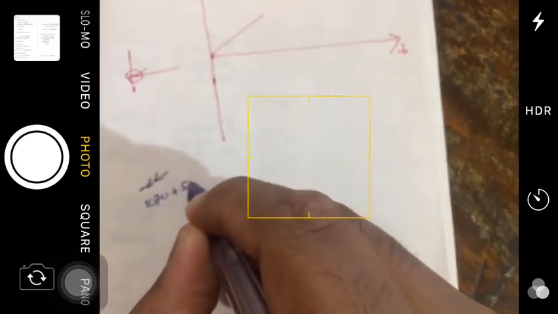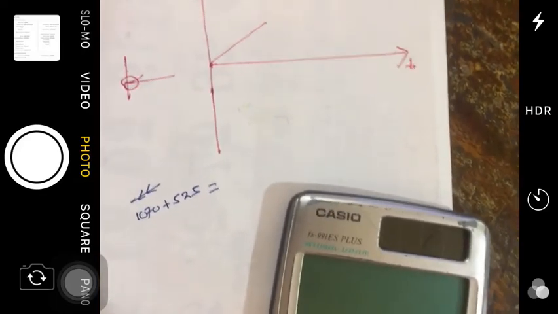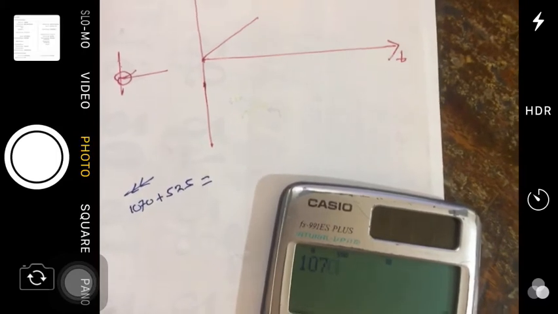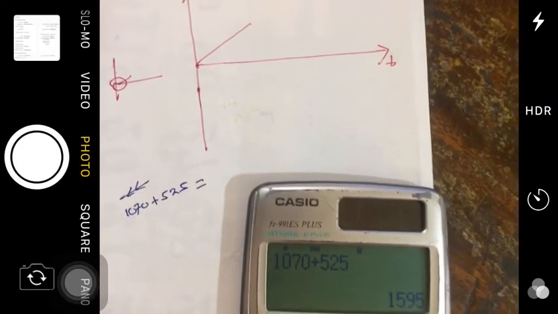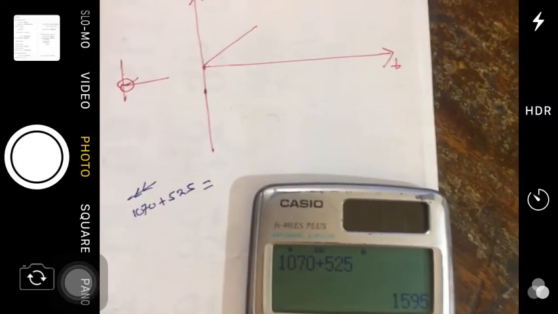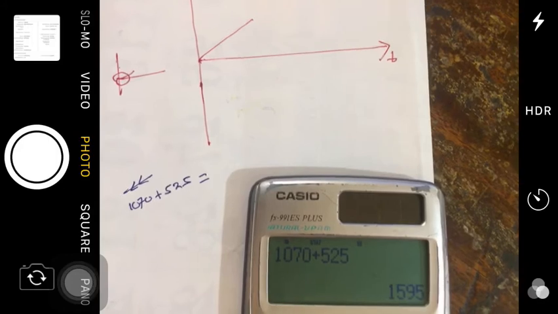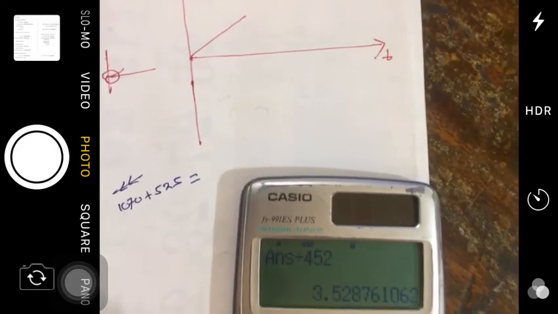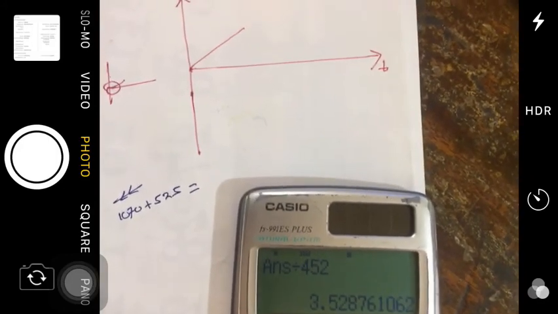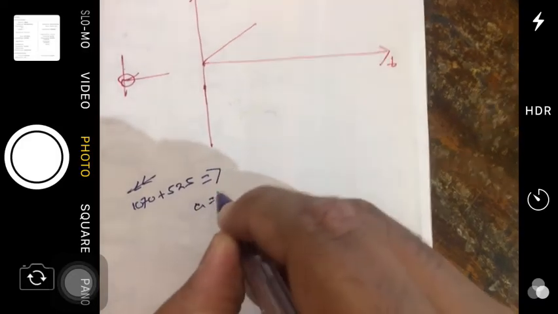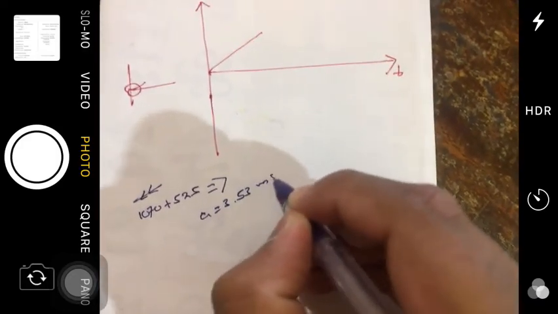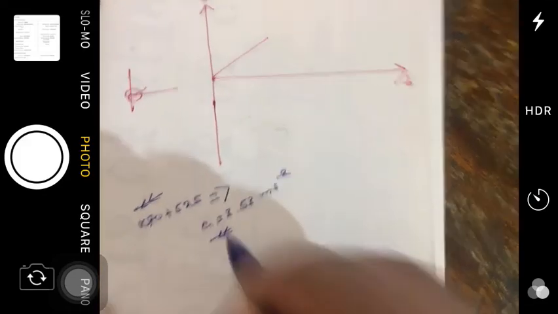So altogether the log will be moving with the downward resultant force of 1070 plus 525 Newton, that is 1595 Newton. Now the mass of the block is 452, so 1595 divided by 452 is 3.53 meters per second square. So this will give you a deceleration value of 3.53 m/s² downward along the plane.